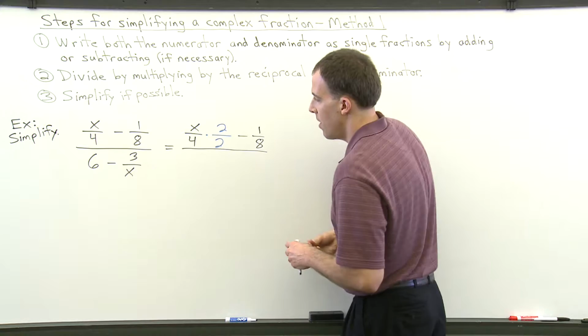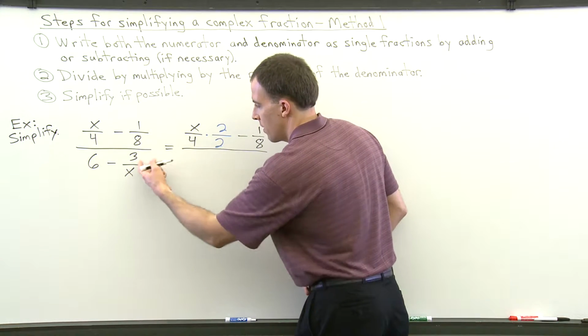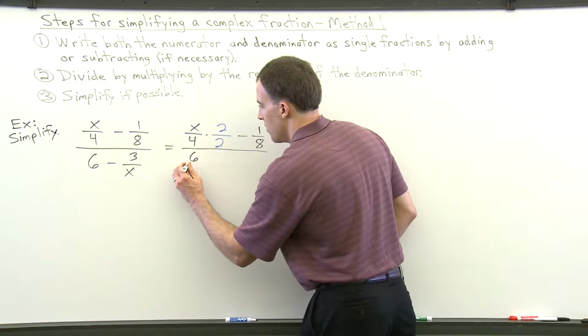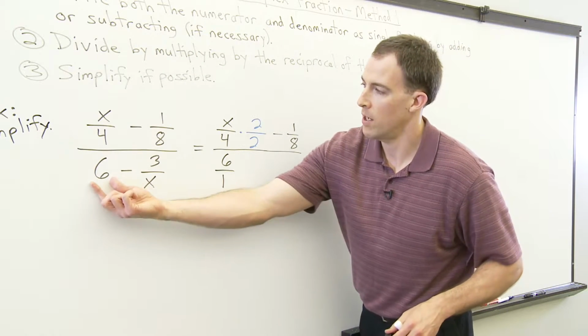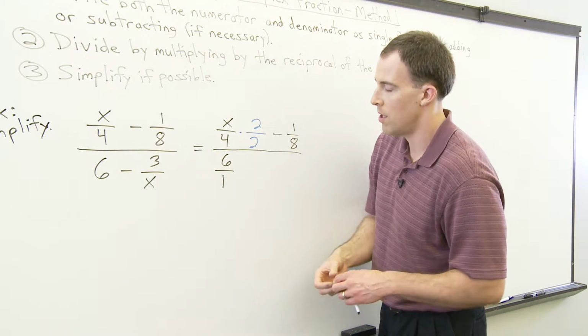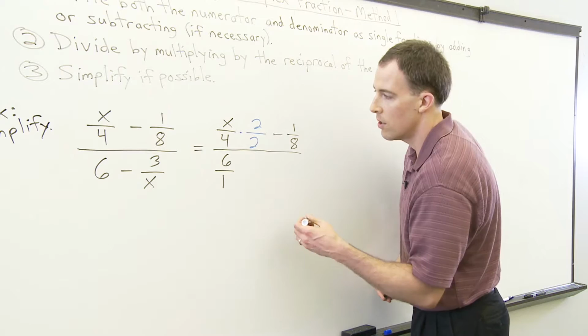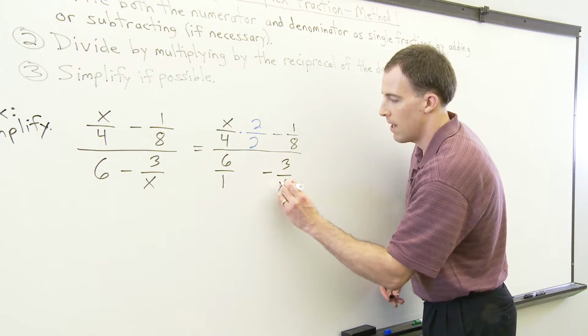So for the denominator, we've got a 6, which is not a fraction, minus 3 over x, which is. So I'm going to turn 6 into 6 over 1, which makes it into a fraction. Anytime you have a term in a complex fraction that's currently not a fraction, just stick it over 1, which is equivalent, and it turns it into a fraction. So we have 6 over 1, and then minus 3 over x.